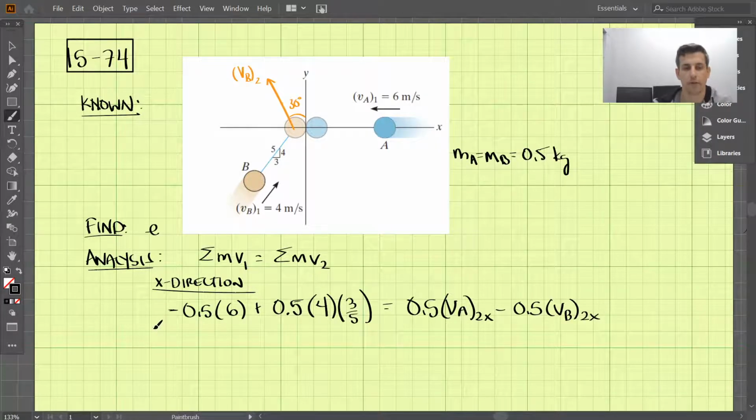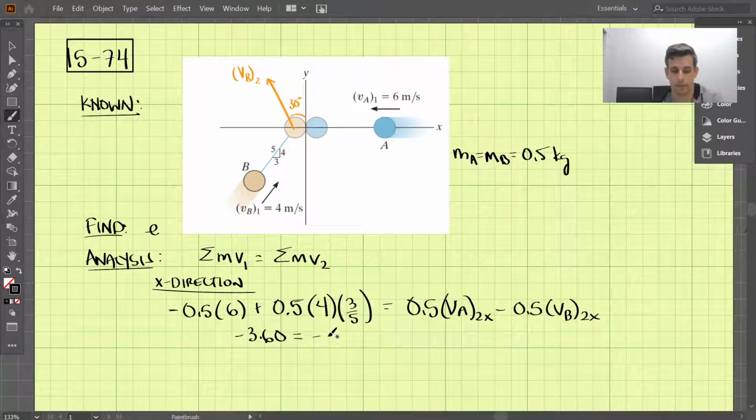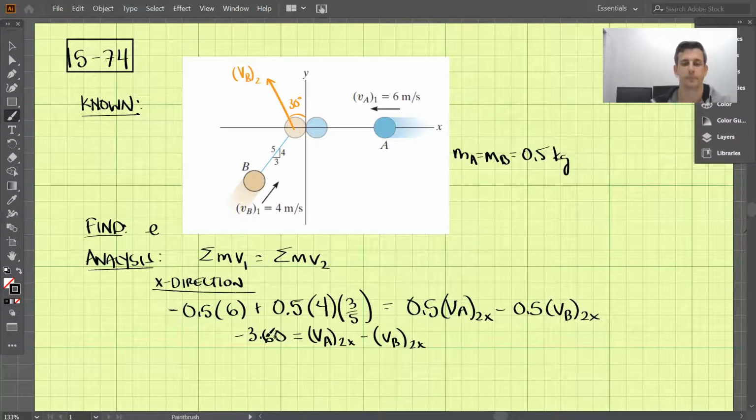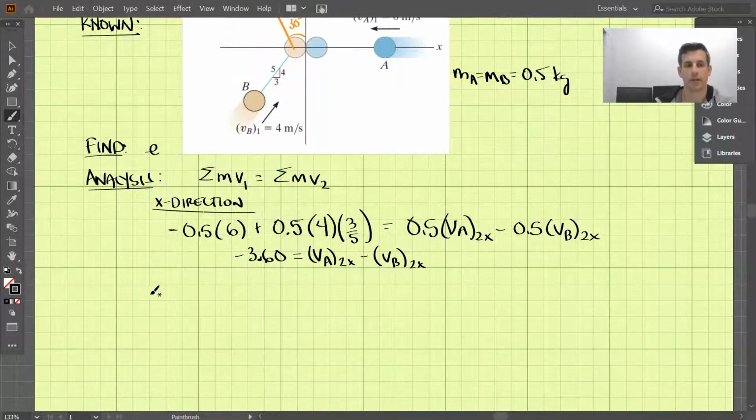All right, let's move on to the y direction now. I guess we can simplify that a little bit more. This comes out to be negative 3.6 equals VA2x minus VB2x. That's 3.6 there.